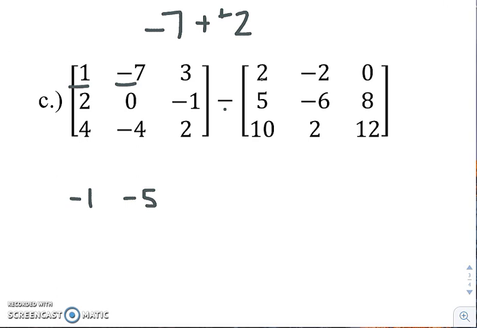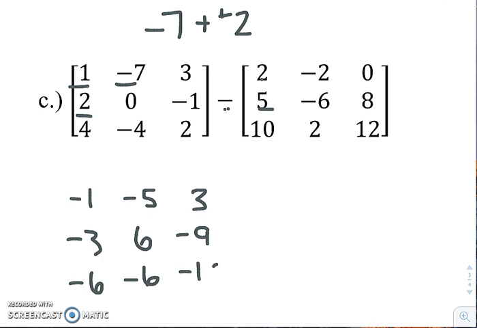3 minus 0 is 3. And then 2 minus 5 is negative 3. 0 minus a negative 6 becomes plus, so 0 plus 6 is 6. Negative 1 minus 8 is negative 9. 4 minus 10 is negative 6. Negative 4 minus 2 is negative 6. And 2 minus 12 is negative 10.